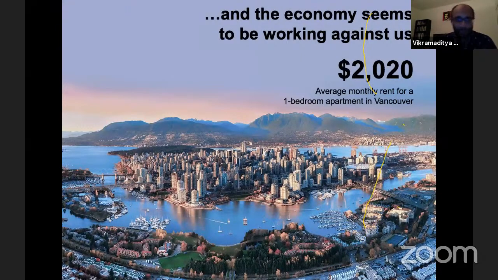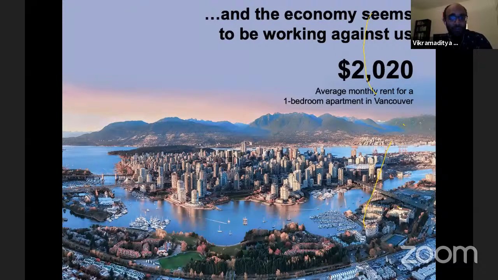Now, this is just an image of Vancouver. It's a very beautiful part of the world where I am based. And the average monthly rent for just a one-bedroom apartment here is over $2,000. And that's just telling you how expensive the cost of living is.